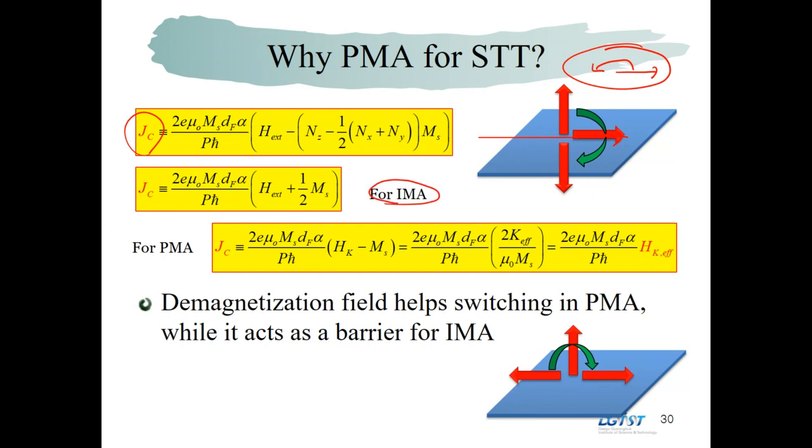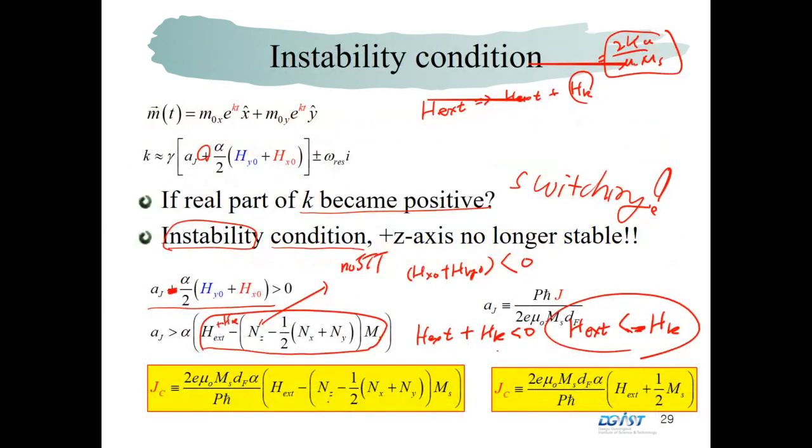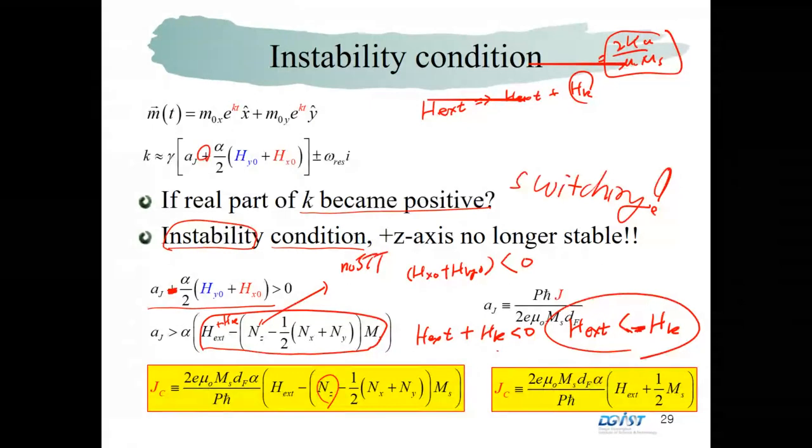So that's for the in-plane magnetic anisotropy case. Then what happens for the PMA case? In the PMA case, we have an EGX to the G direction, and we have a 1 for the NG.